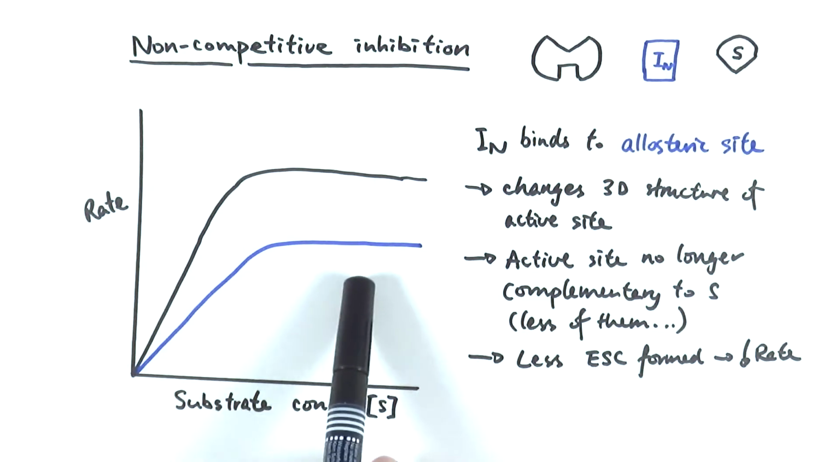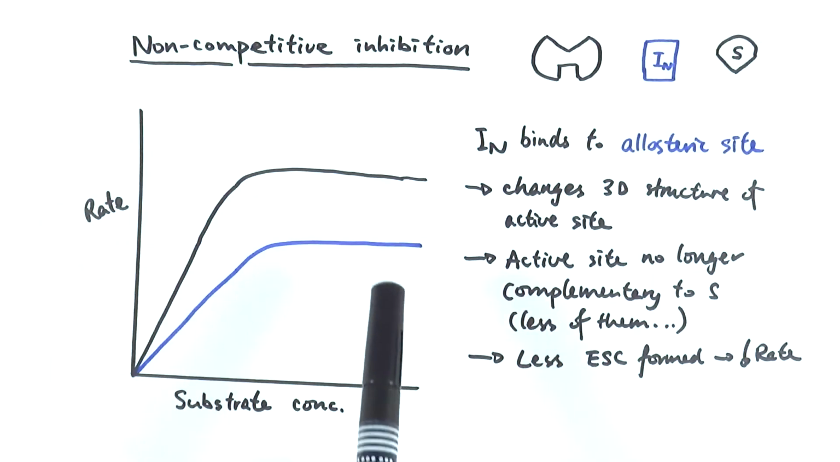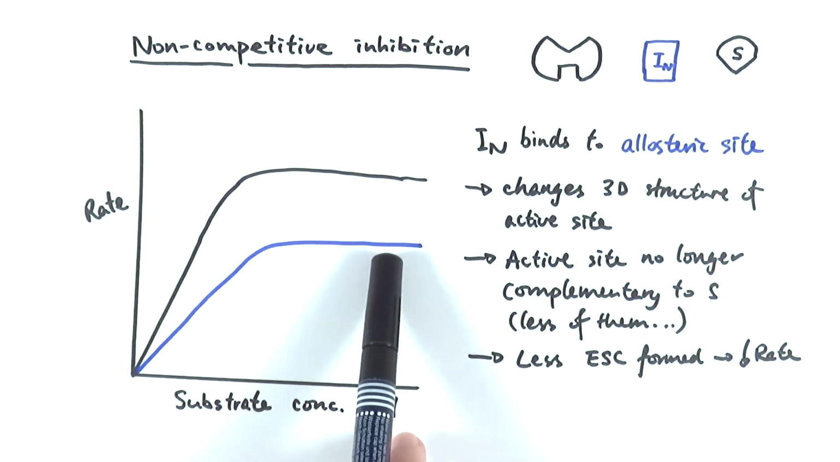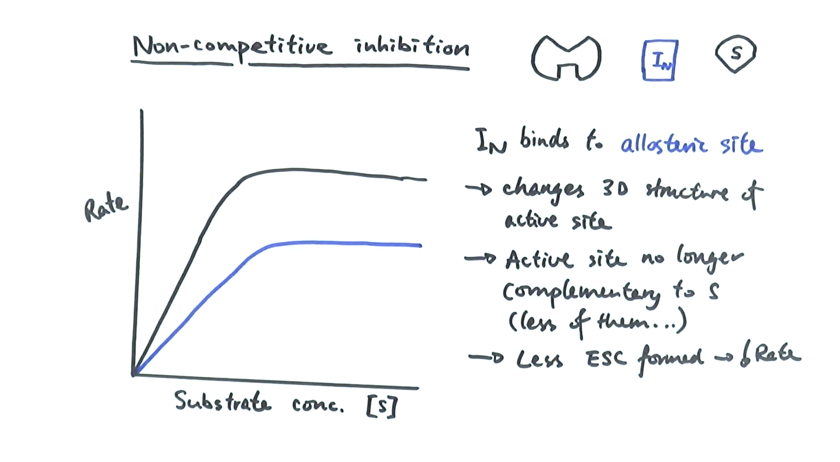But however, you can see in this case, even if you increase the substrate concentration, the Vmax is already lowered and it doesn't get restored. And that's because they're not competing for the same active site.